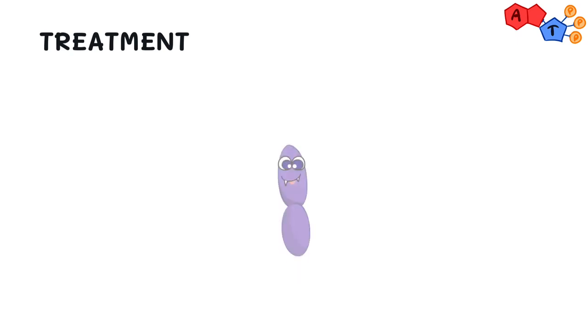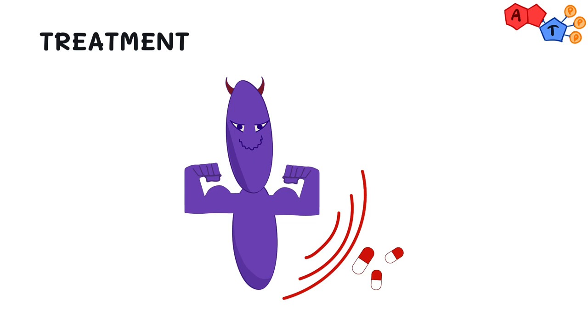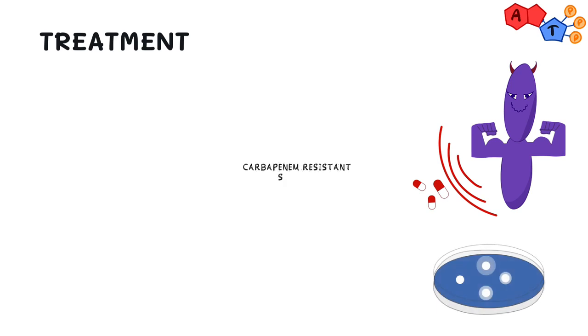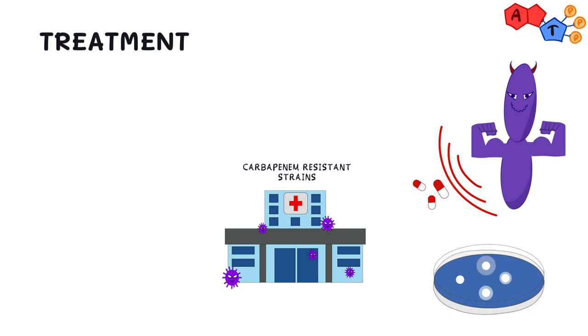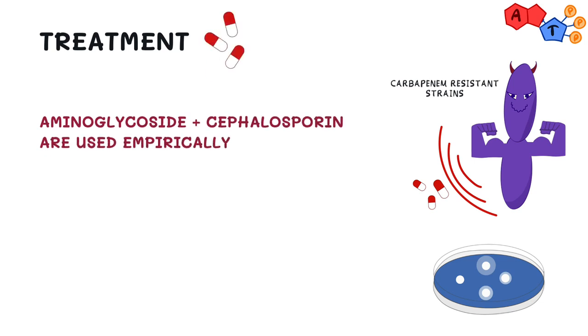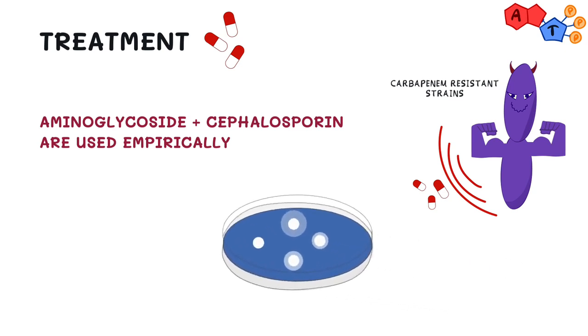Now let us discuss the treatment. Unfortunately, Klebsiella is one of the hardest organisms to treat because of its drug resistance that can vary greatly. And as a result, the choice of the drug depends on the results of sensitivity testing. Carbapenem-resistant strains are an important cause of hospital-acquired infections and are resistant to many antibiotics. In such cases, an aminoglycoside, such as gentamicin, and a cephalosporin, such as cefotaxime, are used empirically until the results of testing are available.